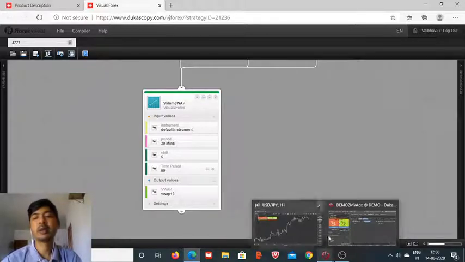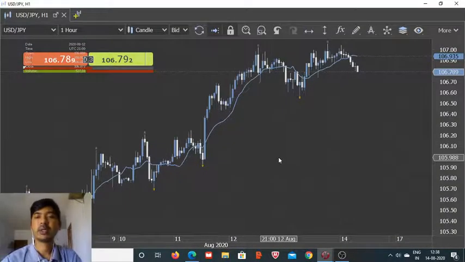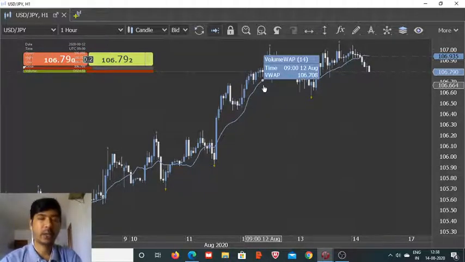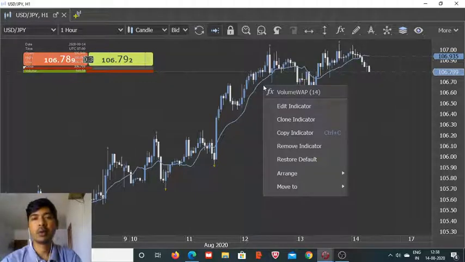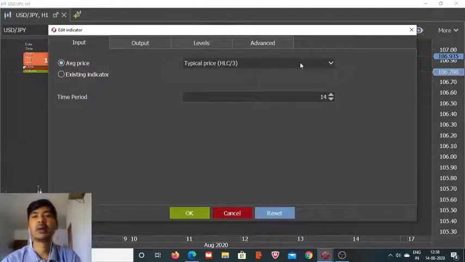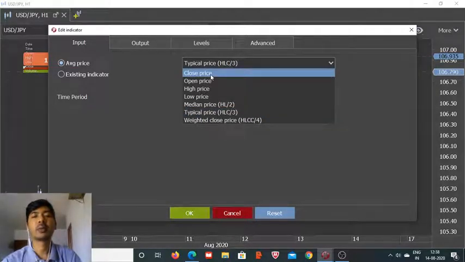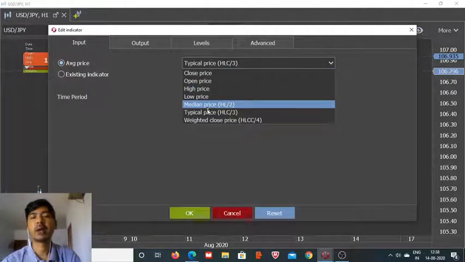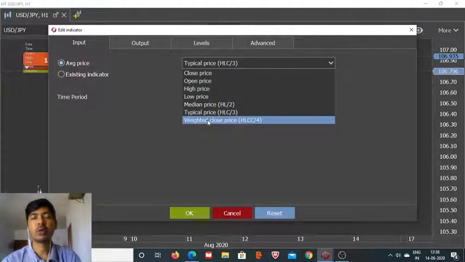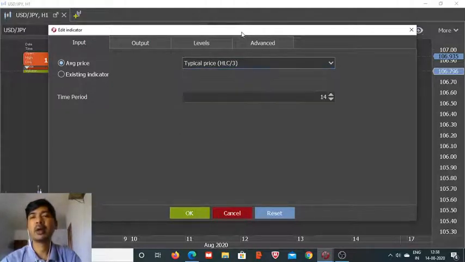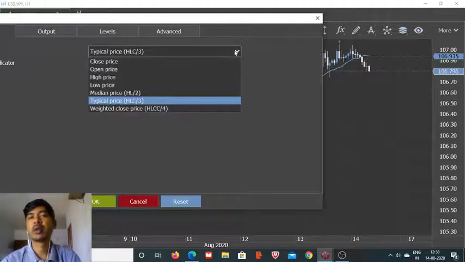Now we plot the same volume VWAP indicator with same input values on this chart, and we will need to edit here. The average price can be anything of the input price. We have to define if we want close price, open price, high price, low price, or median price, typical price, weighted close price. So here, depending on which type of input price you take, you will have different output values. Let us observe these on the chart.